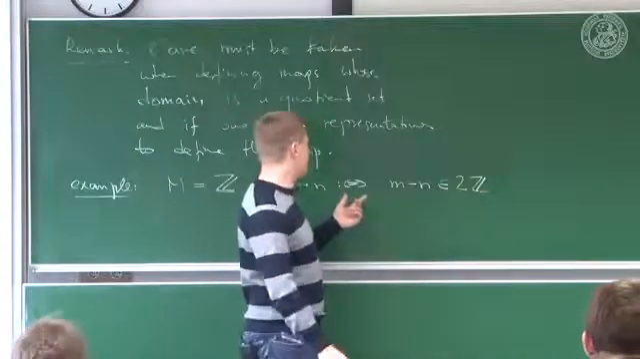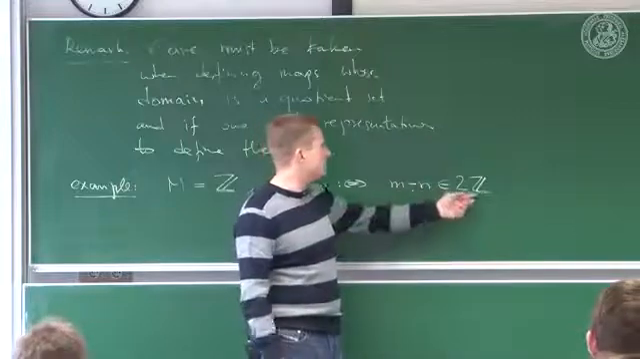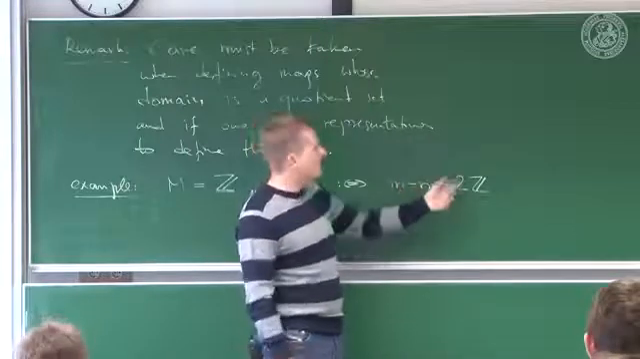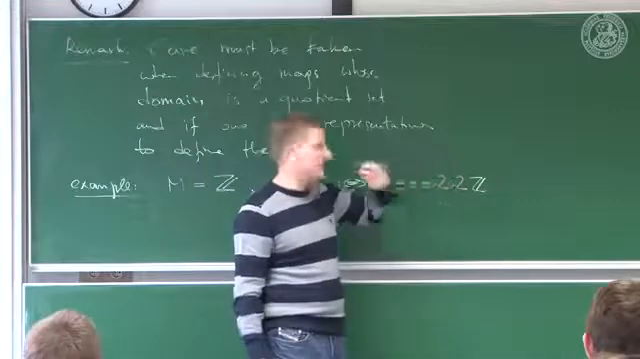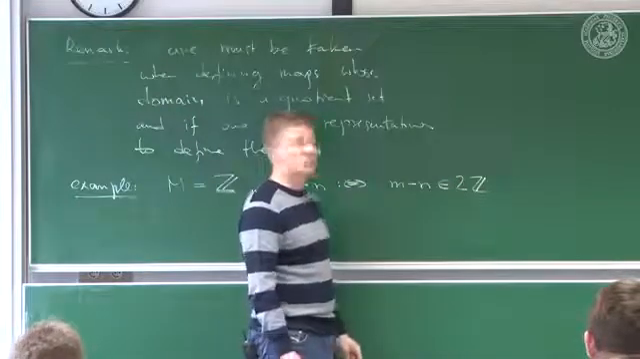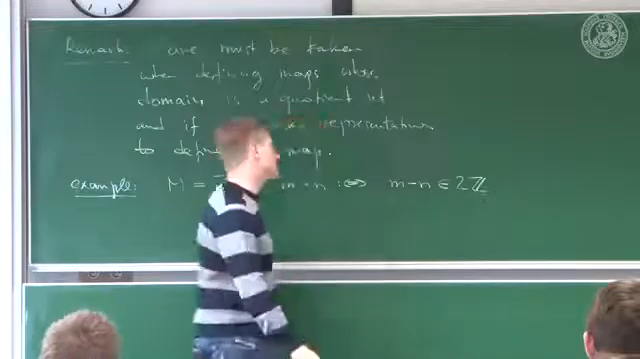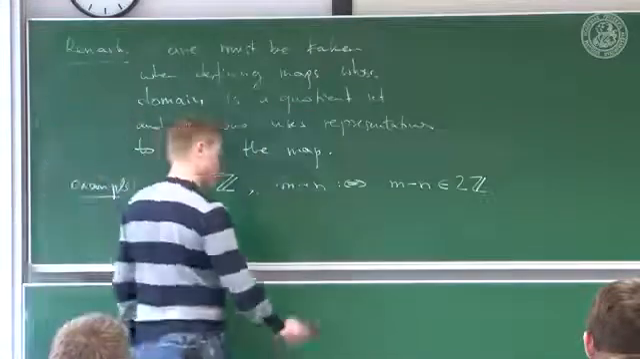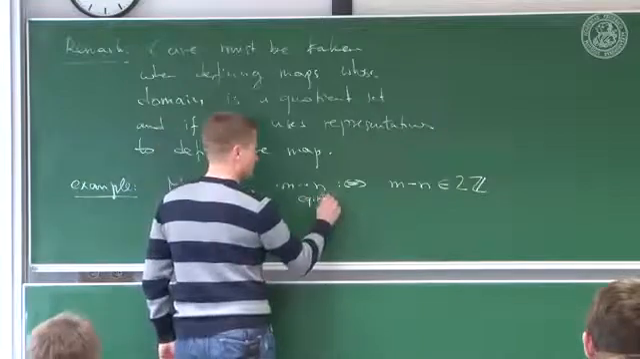Good. Is it symmetric? m minus n in 2Z. What about n minus m? Well, it's also then in 2Z because just the sign changes, and the transitivity is also given. Okay, so this is an equivalence relation. Good.